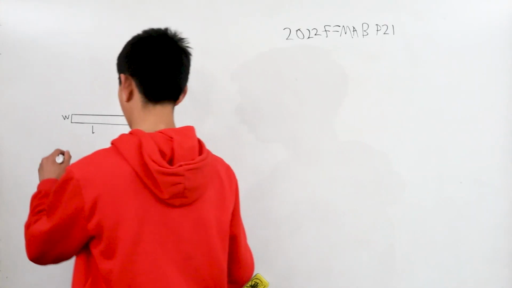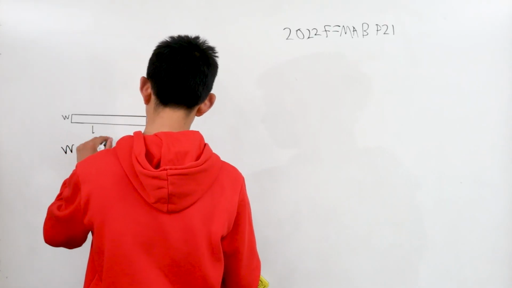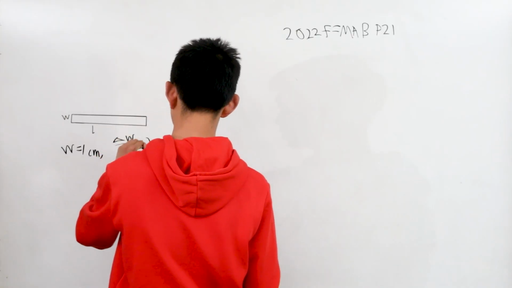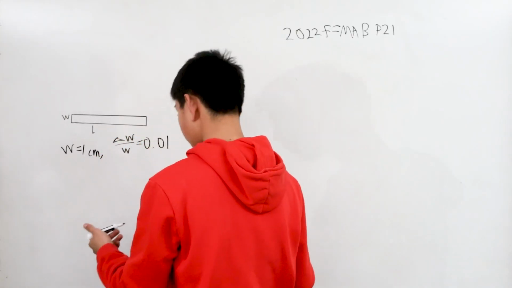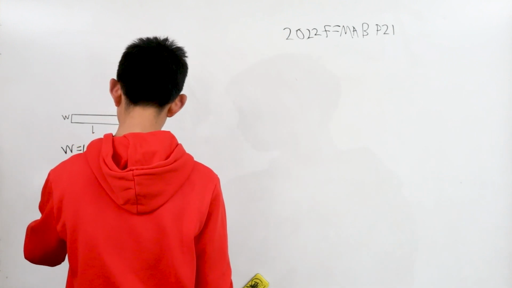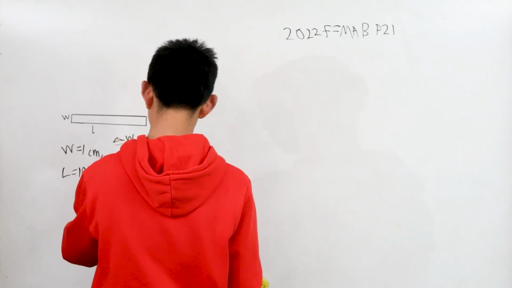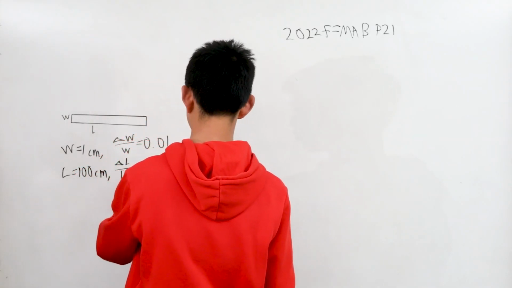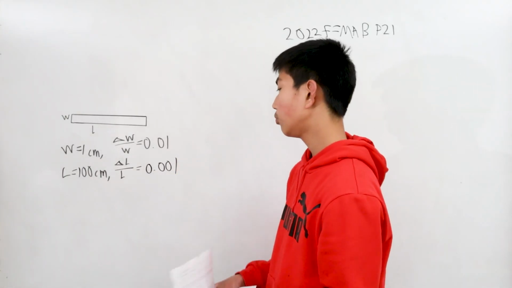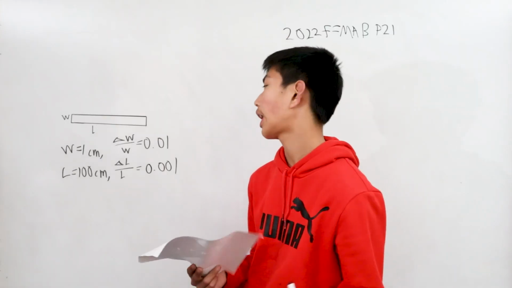We are given the width is about, let's just say, 1 centimeter for now, and the change in width over the width is 0.01. We can do the same thing for length. Length is equal to 100 centimeters. The change in length over the length is equal to 0.001, or 0.1%. So we have these variables now, and we can consider the area.